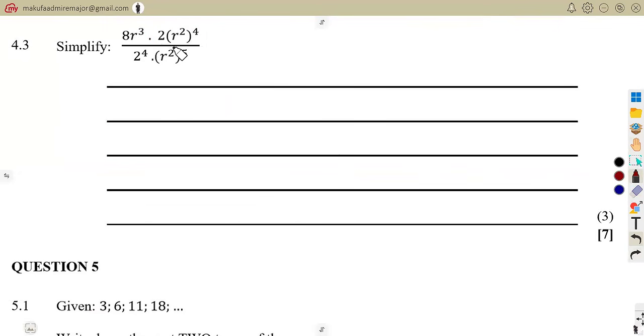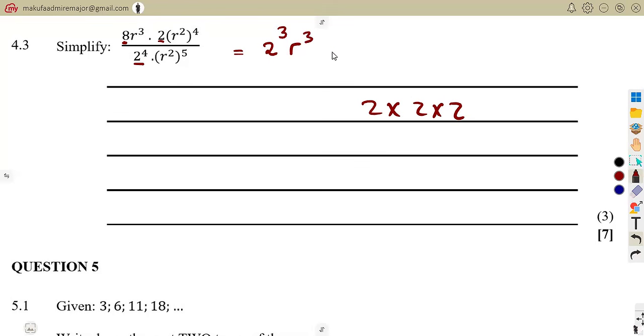4.3, simplify this. All right, so what are we having here? 8r to the exponent of 3. Let us just leave it like that. But we can see that there's a 2 here, there's a 2. So it's best for us to write also 8 in terms of 2. Remember, 8, that is 2 times 2 times 2, 2 to the exponent of 3.